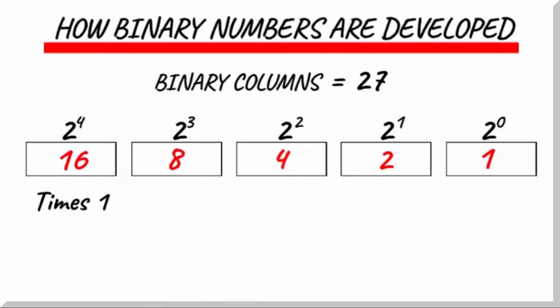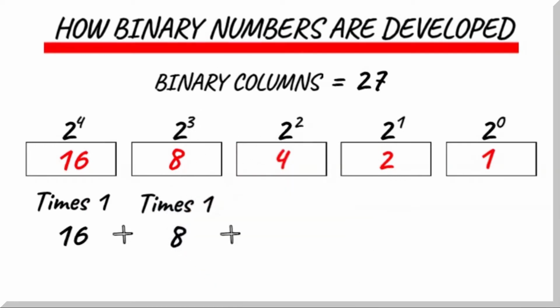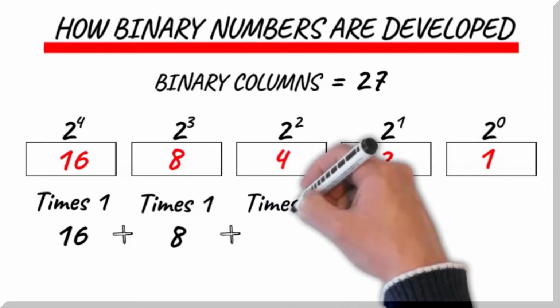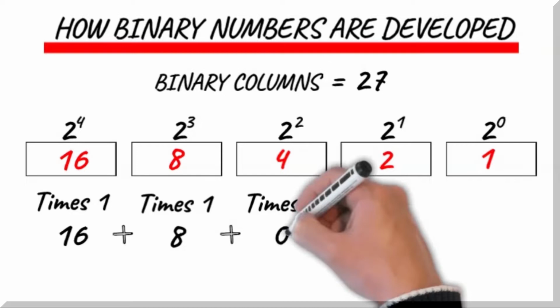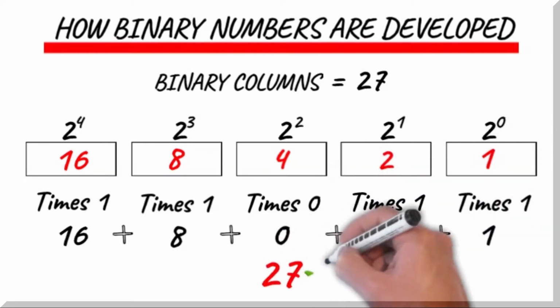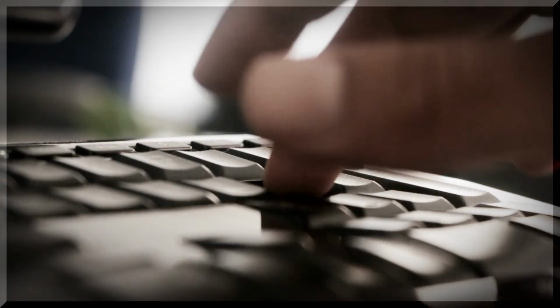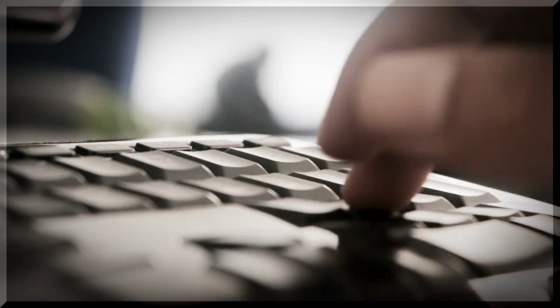The 8ths column would be multiplied by 1 as well, bringing the combined total of the first two columns to 24. Since we are only 3 away, the 4s column would be multiplied by 0. After the 2s and the 1s columns are each multiplied by 1, we would reach our target of 27. The binary code number for 27 is 11011. When you push the decimal numbers 2 and 7 on a calculator keypad, those numbers must be converted to binary for the calculator to perform calculations.